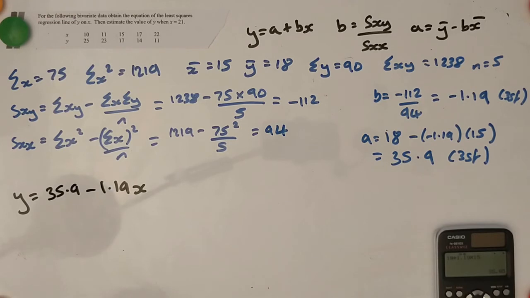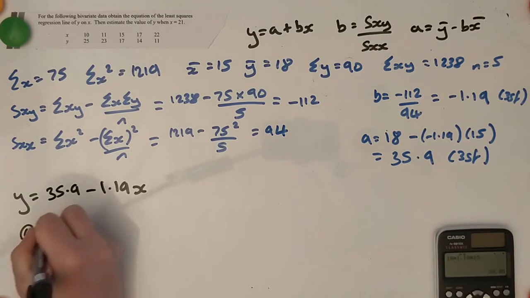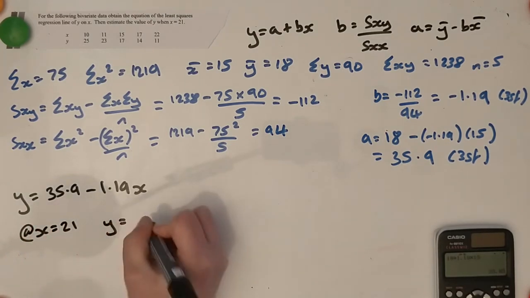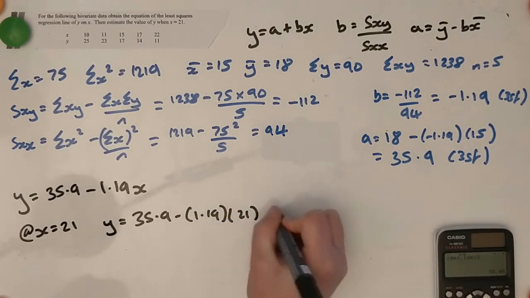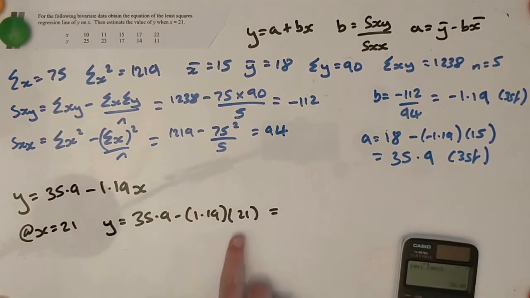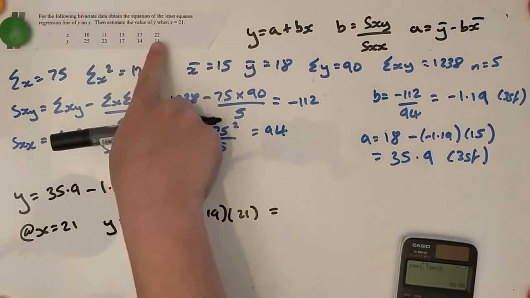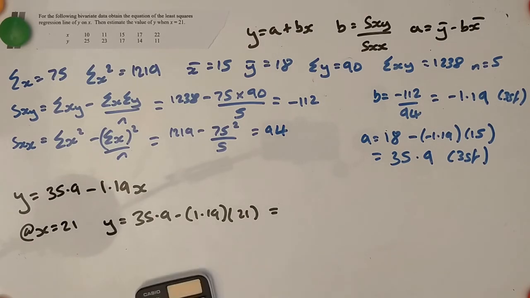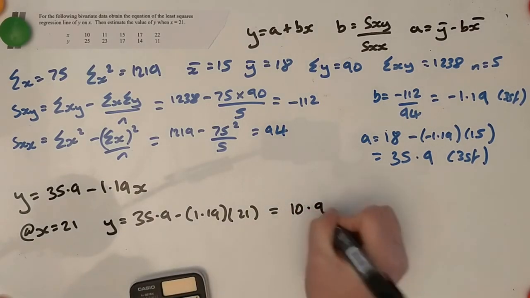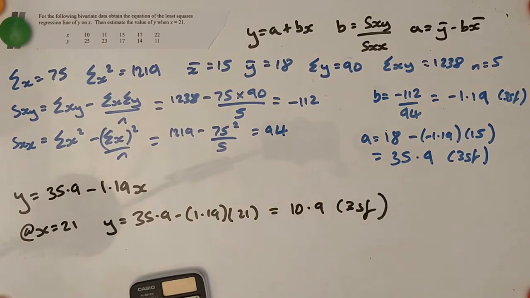The last part of the question, estimate the value of y when x equals 21. So at x equals 21, I've got y equals 35.9 minus 1.19 times 21. This is fine to do because this is interpolation. 21 is in my data set, this goes up to 22. So 35.9 minus 1.19 times 21, and I get 10.91, so 10.9 to 3SF. Yeah, that's not too tricky.